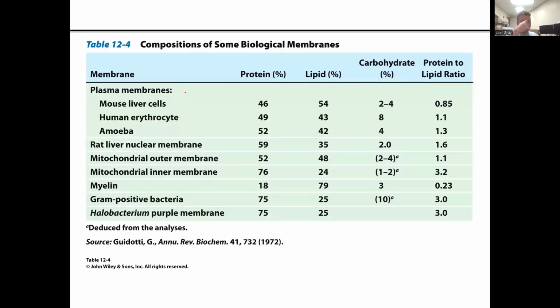Now, here's an overall breakdown of different organisms and their abundance of lipids to proteins. We already talked about the mitochondrial inner membrane. That's where your electron transport chain or your fatty acid breakdown is going to take place. So you need a high percentage of proteins there.